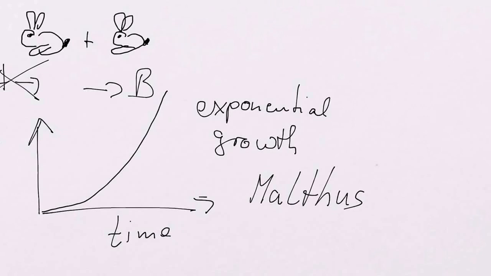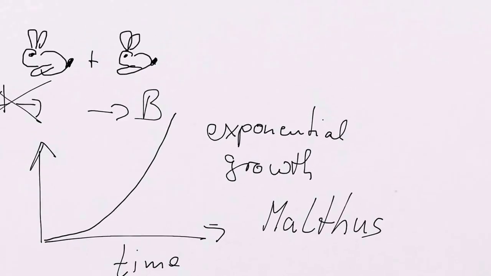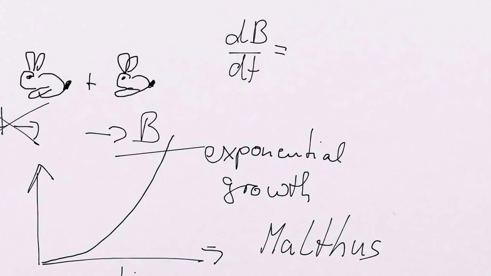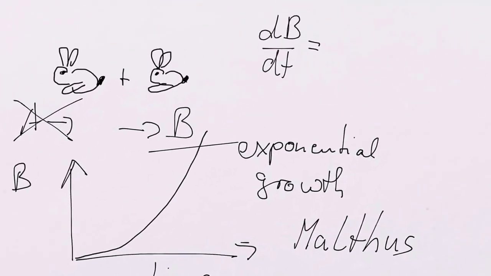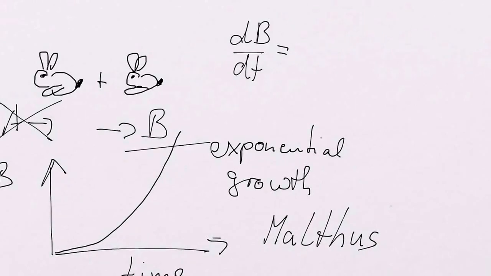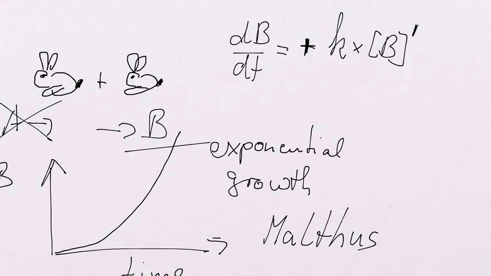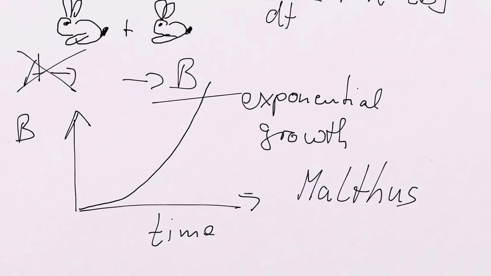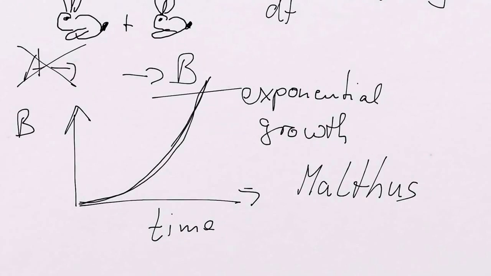How are we going to write this in mathematical terms? Well, in this case, we are looking at the change in B over time. And because we are looking at the production, which is not restricted by any consumption, it is plus. Remember, production means plus. K times B to the power of, let's say, 1. Yep. And this actually gives us exactly a curve like that.